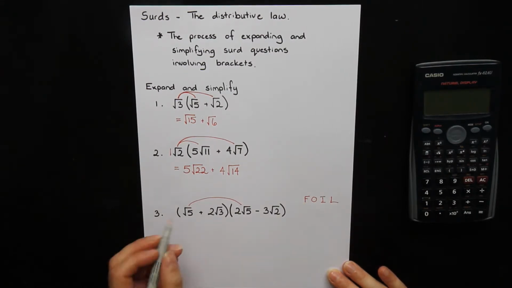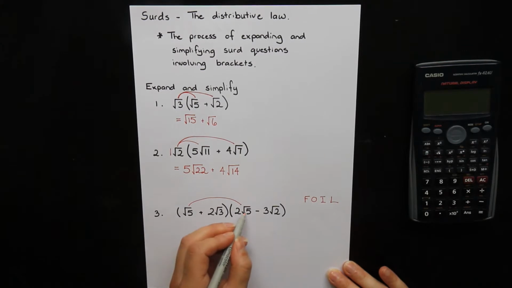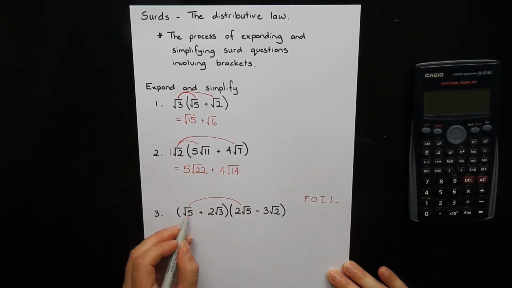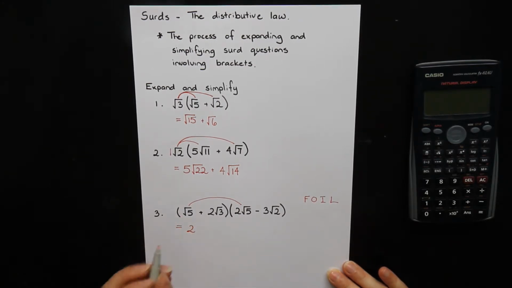Let's do first. The first in the bracket times the first in the bracket. Root 5 times 2 root 5. Well, the numbers at the front would be a 1 times 2 is 2. Root 5 times root 5 is just a 5. The square roots cancel out.